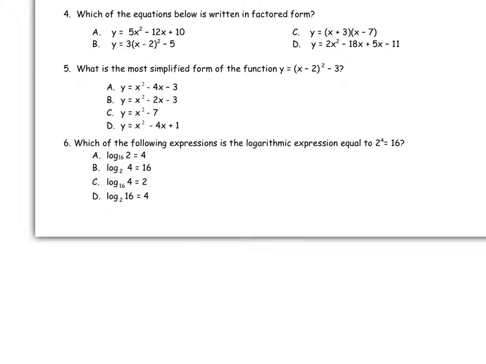4. Which of the equations below is written in factored form? Well, A is written in standard form. That's standard form. B looks like it is written in vertex form. D is written in standard form, but not really, because I haven't collected all the like terms, so it's not quite in standard form. And C is in factored form. I've expressed this polynomial function as prime factors that we've multiplied together. This x plus 3 times this x minus 7. C is in factored form.